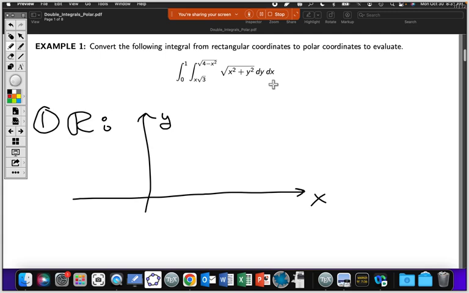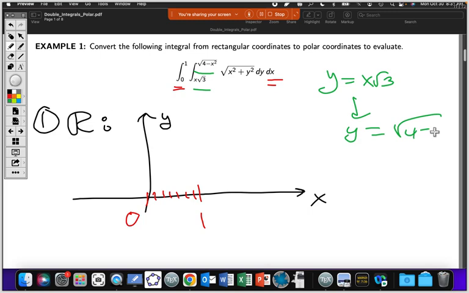So if I look at how they've set this up here for us, the outermost integral here is on x. X is going from a constant 0 to a constant 1. So there's my x. So I'm chopping the x-axis up from 0 to 1. And for a constant x, let's look at what the y is running between. So y is going from x root 3 up to the square root of 4 minus x squared. So if I look at x root 3, that starts at 0 here and goes up to root 3.